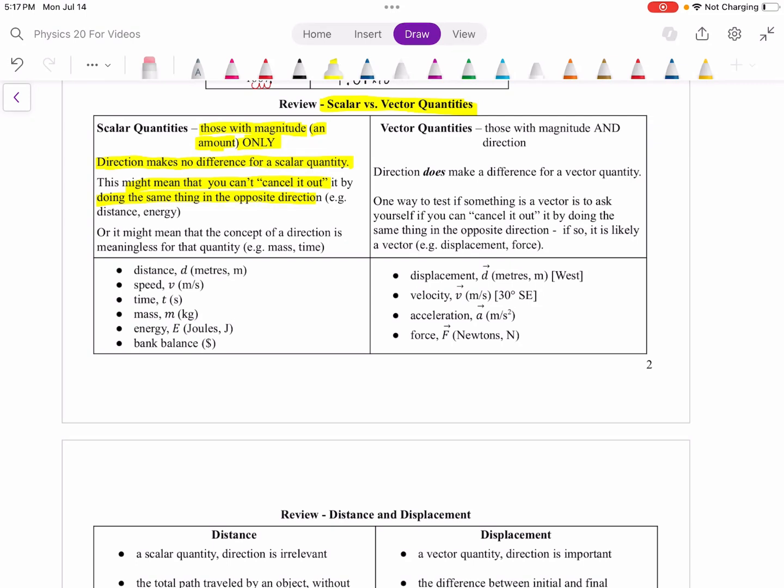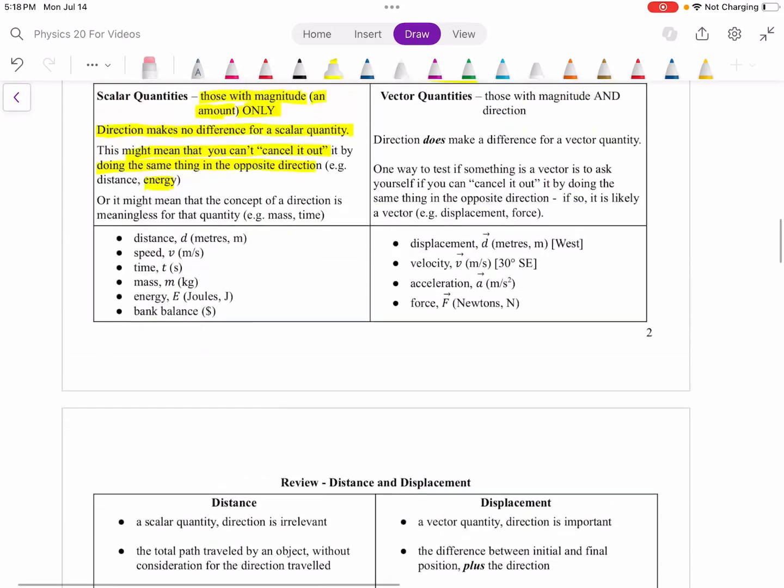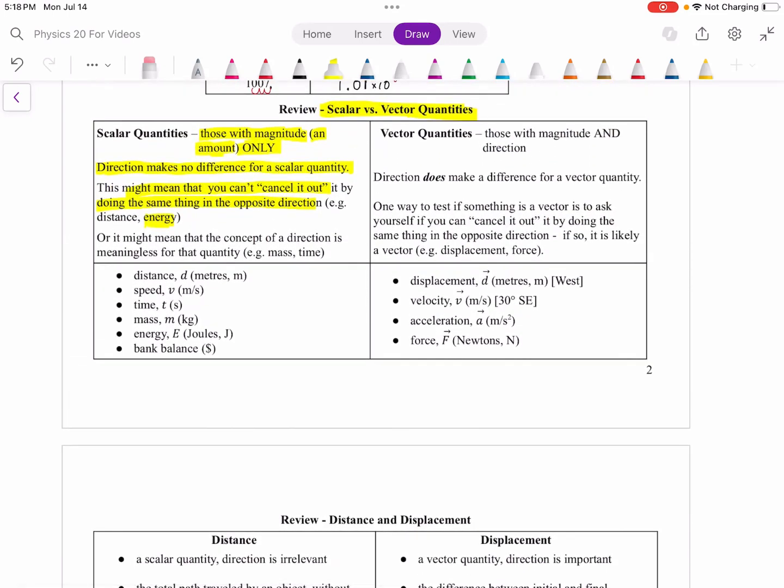No, that doesn't make sense, right? If you push something to the left, it uses energy. If you push it to the right, it's just going to use more energy. You're not undoing that. That's kind of a clue that energy is a scalar quantity. We'll talk a little bit about distance in the next section as well. That's another scalar quantity. It also might just mean that the concept of direction is completely meaningless for that quantity.